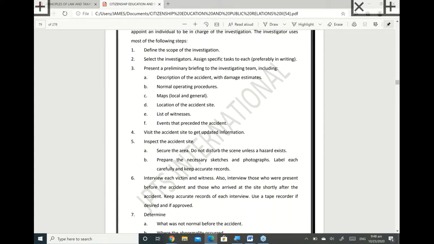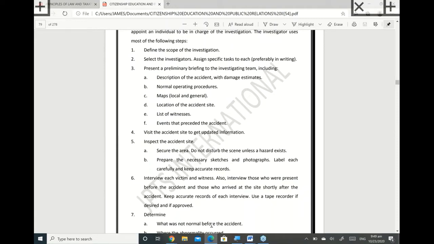Then 5, inspect the accident site. Inspect the accident site and secure the area. Do not disturb the scene unless a hazard exists. Then prepare the necessary sketches and photographs, label each carefully, and keep an accurate record.